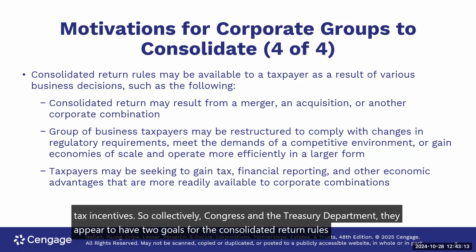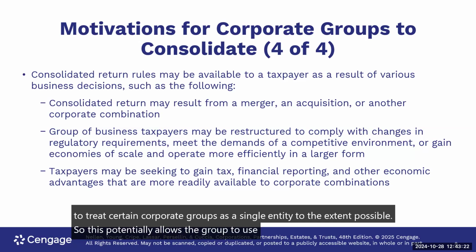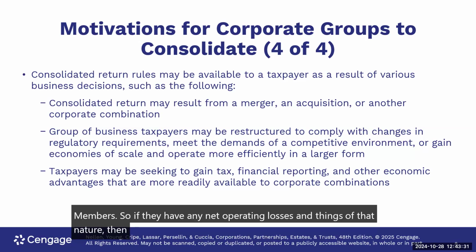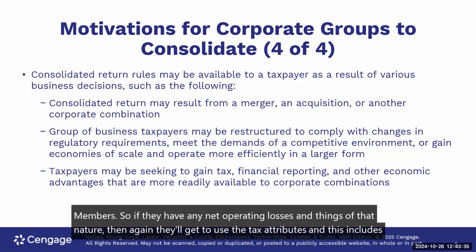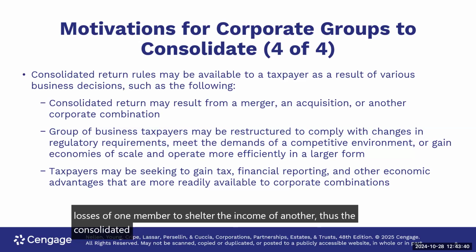The first goal is to treat certain corporate groups as a single entity to the extent possible. This potentially allows the group to use any available tax attributes optimally among its members. So if they have any net operating losses and things of that nature, they'll get to use those tax attributes, and this includes losses of one member to shelter the income of another. Thus, the consolidated return gives corporate taxpayers an opportunity to manage their consolidated tax liability.